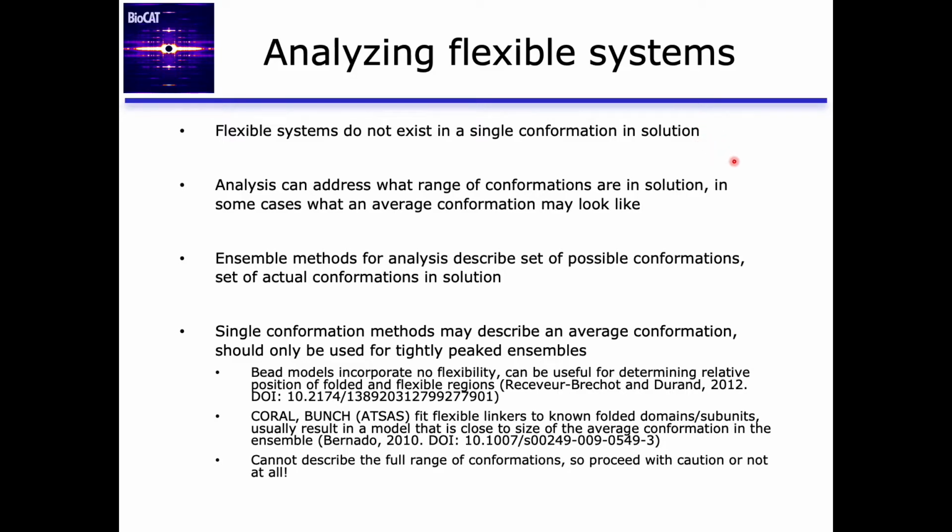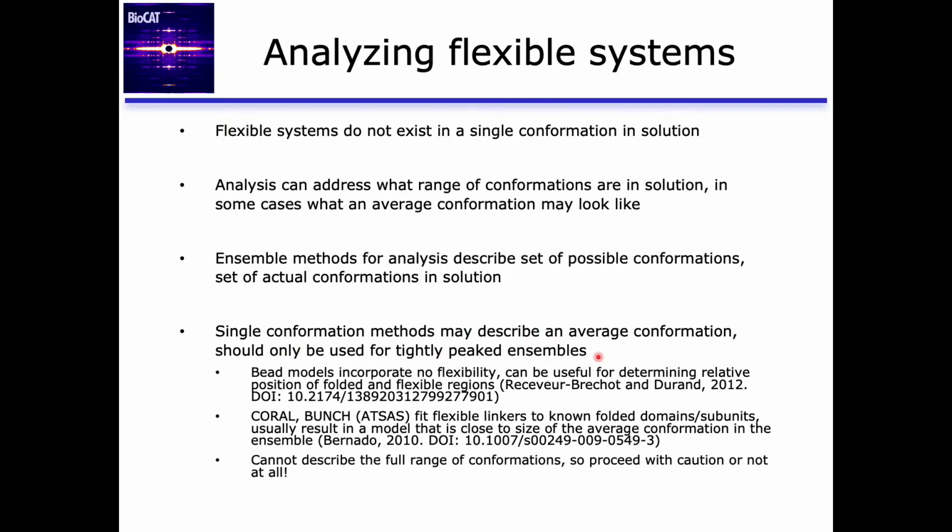And so the best that we can do with analysis is we can either address what range of conformations are in solution, what they might look like, or in some cases, what a single average conformation might look like. Typically we use ensemble methods for analysis. These describe a set of possible conformations and then the set of actual conformations in solution. You can potentially use single conformation methods to describe an average conformation, but these should only be used for tightly peaked ensembles.